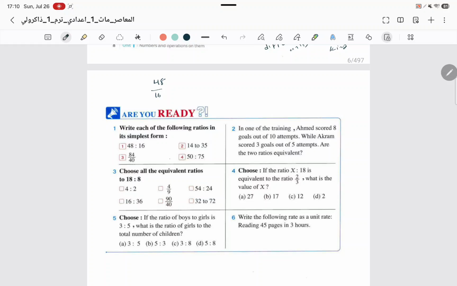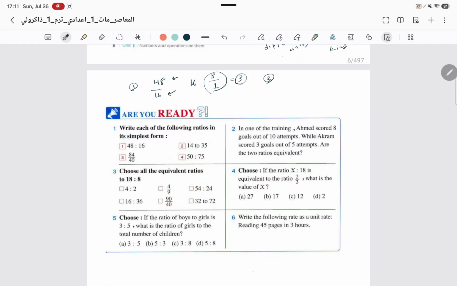So we have to divide the top and the bottom by the same number, the bigger factor. So we can divide these two numbers by what? By 16, for example. So 48 over 16 is 3, and 16 over 16 is 1. So 3 over 1, which is 3. This is the first one.